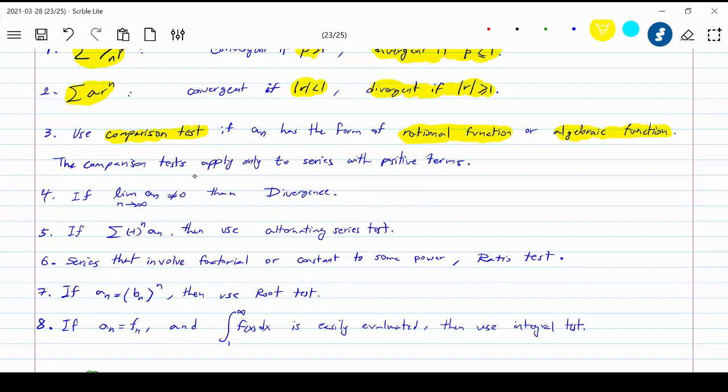If, for example, we're dealing with some constant to some power, then in that case, maybe geometric would be a better comparison. Geometric would be a good option to use for comparison.